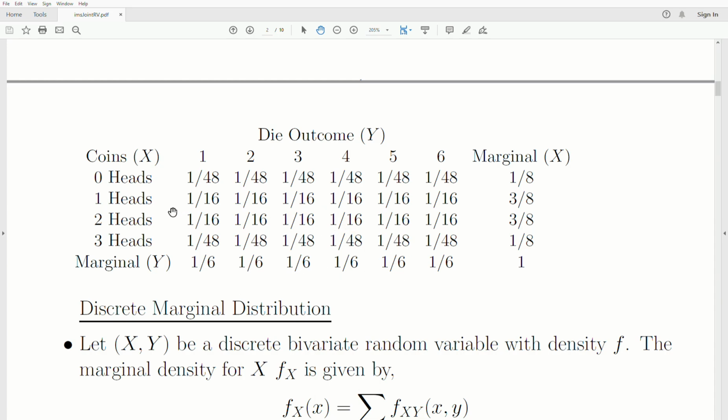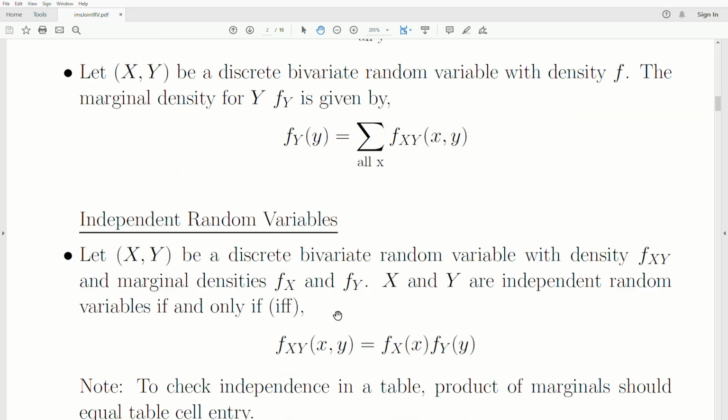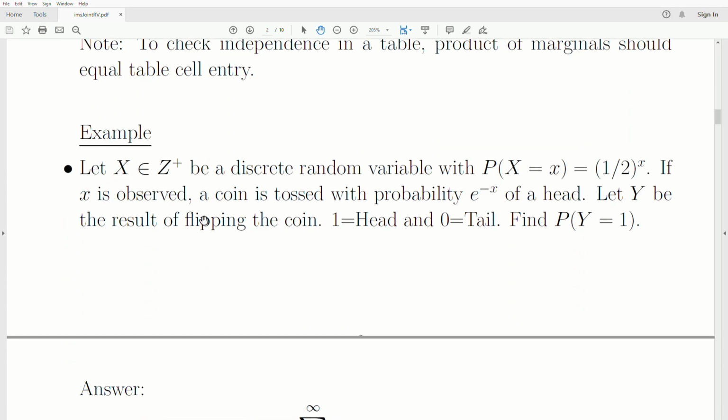And if you think about it, we're flipping coins and flipping a die, so they should be independent. And this table just tells us that indeed they are. Now, an example: let x be a positive integer, a discrete random variable.